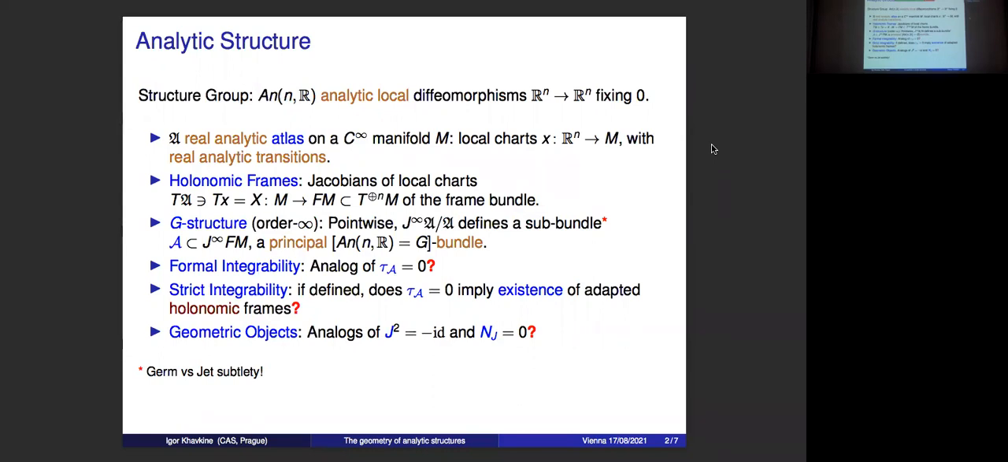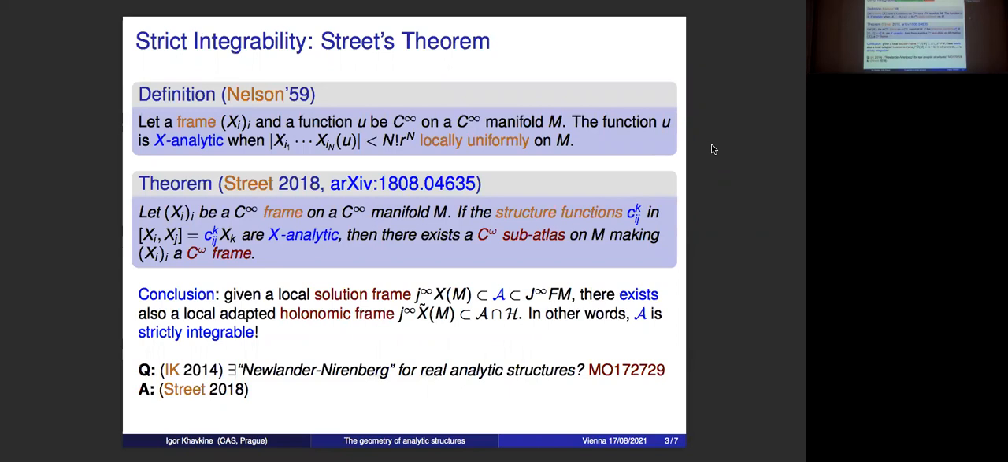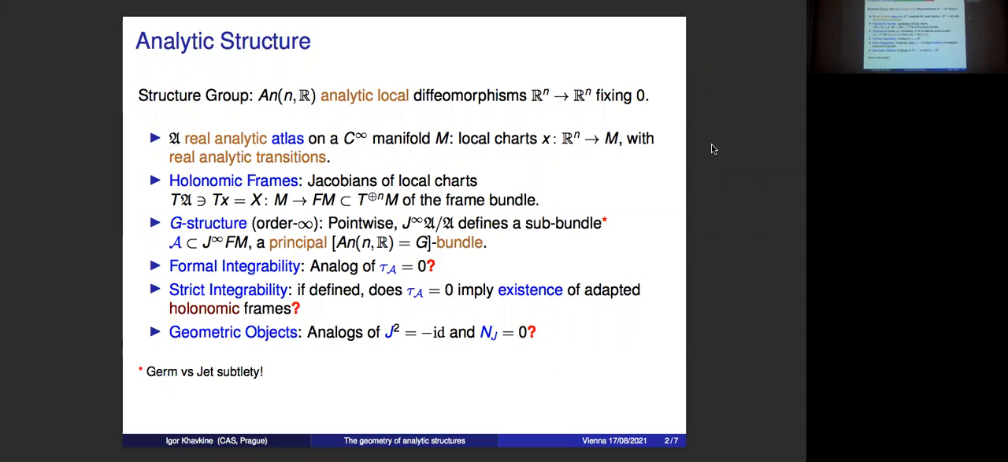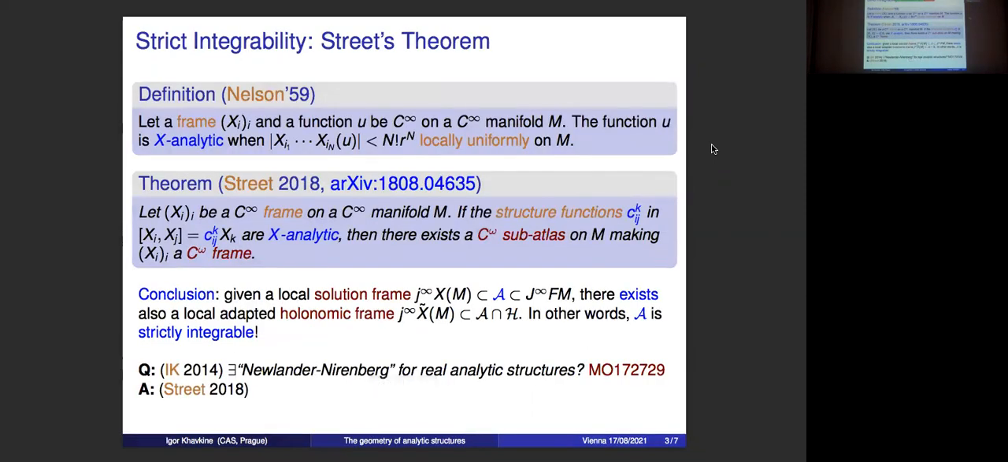So here are the attempts to maybe try to answer this. The first observation is that there is in fact an answer to how to consider strict integrability. I found out about it in some roundabout way. In 2014, out of idle curiosity more than anything else, I posted a question to MathOverflow basically asking: is there such a thing as an analog of Newlander-Nirenberg for real analytic structures?